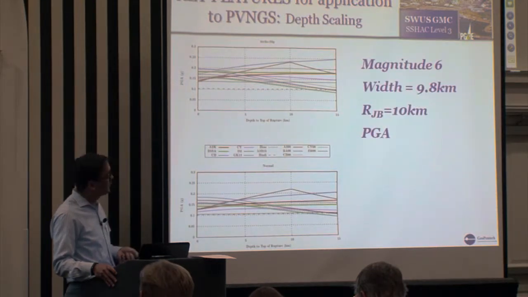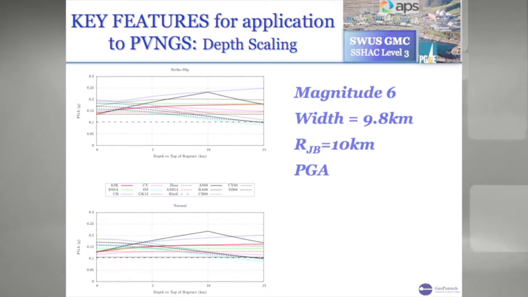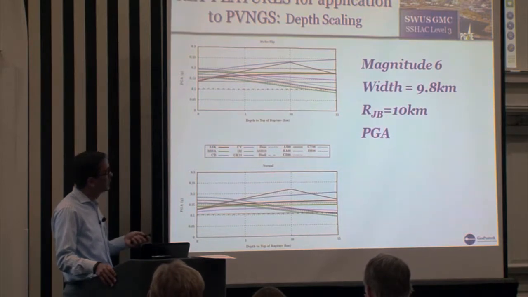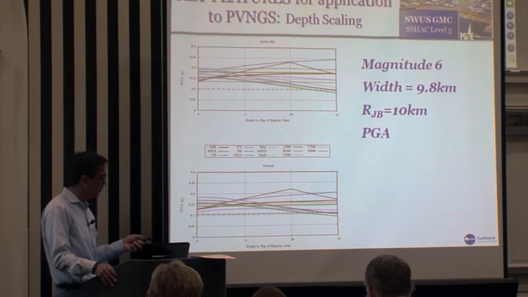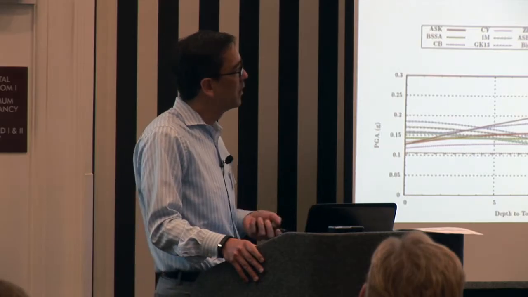Now if we move to Palo Verde and the Arizona site and some of the features of the models that would be applicable to that. This is looking at the depth scaling. Let me take a second to explain this. What I'm showing are results from a magnitude 6 earthquake, so it has a width of roughly 10 kilometers.